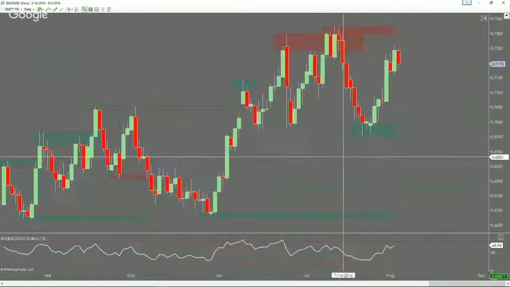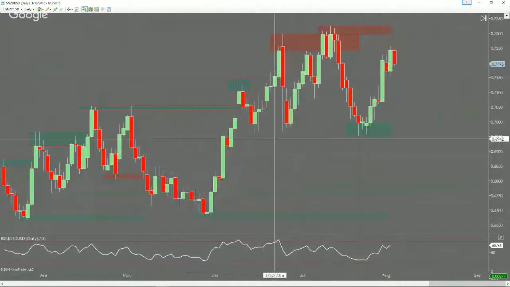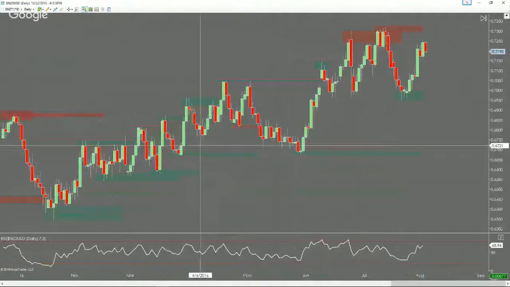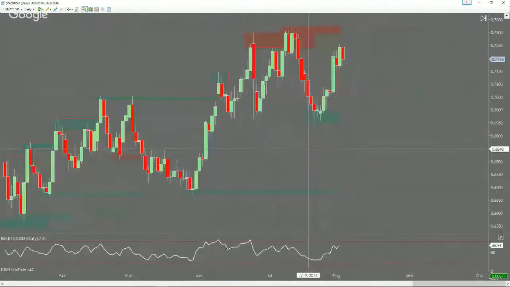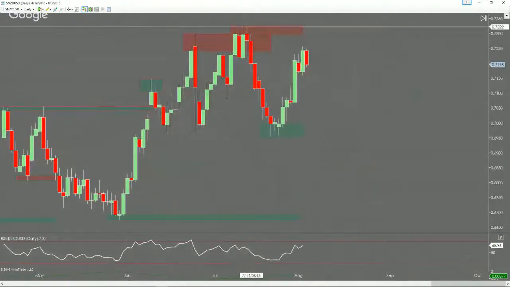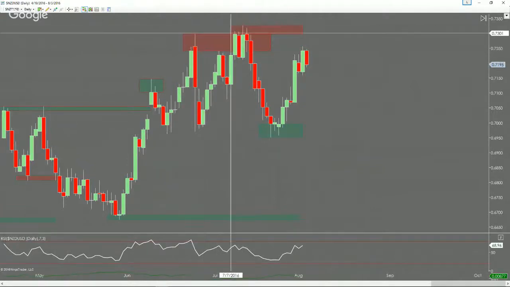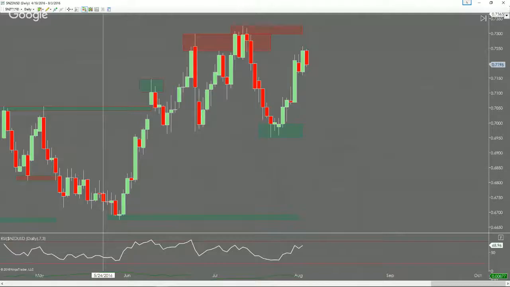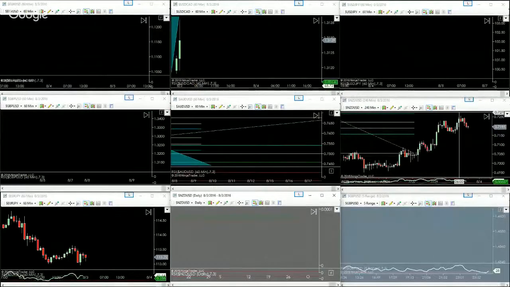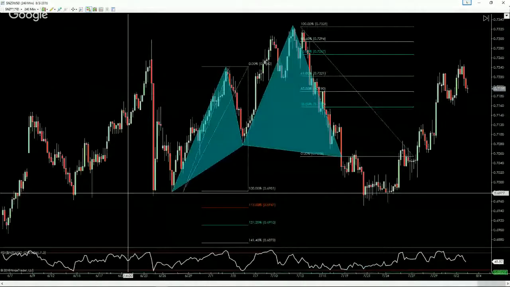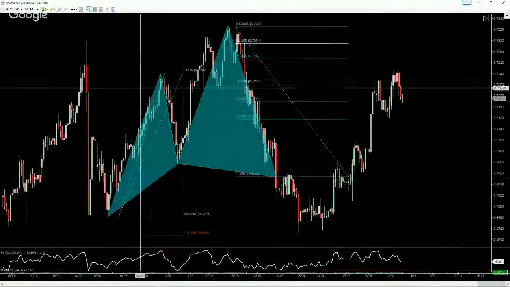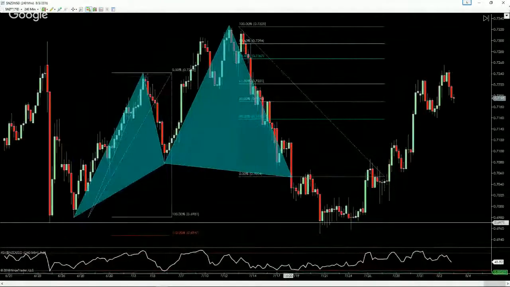All right, New Zealand. Making higher highs and higher lows. Looking like there's a resistance right here that still has not been penetrated. Let's go to the 240.